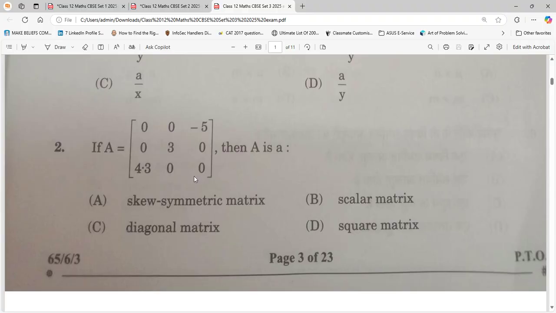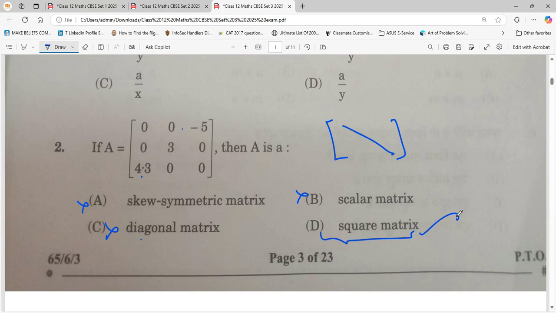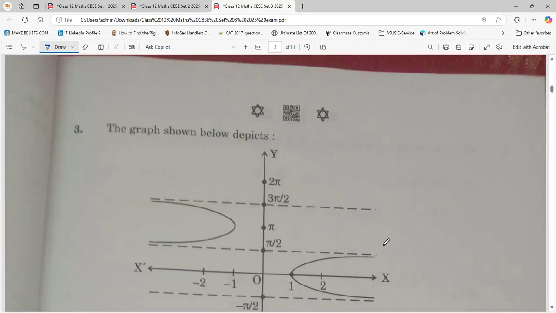So it should be what? Is it a skew symmetric matrix? So we can eliminate option A because the diagonal elements are not 0. It is not a scalar matrix. Is it a diagonal matrix? No, we go along the diagonal. Is it a square matrix? So for a diagonal matrix, the element should be present along the leading diagonal, not the other way. So for square matrix, it is a square matrix. So the answer is option D. It's a tricky question. So people might be tricked into choosing C as the correct answer, but it is actually option D.